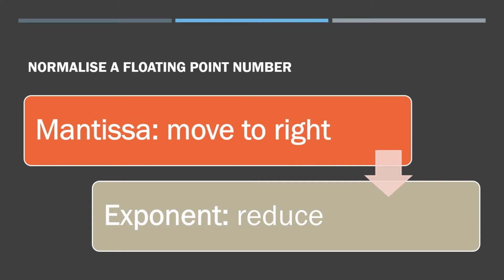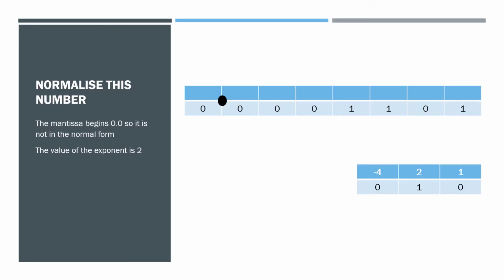So to normalize a floating point number, we move the mantissa to the right. That is, we look down the mantissa to find the correct pattern, and then we reduce the exponent by that amount, and that retains the numerical value of the number. So let's look at some examples. Here's one that you might typically be given in the exam. You can easily see that this number is not in the correct format because it begins with a string of 4 zeros. The value of the exponent is positive 2.